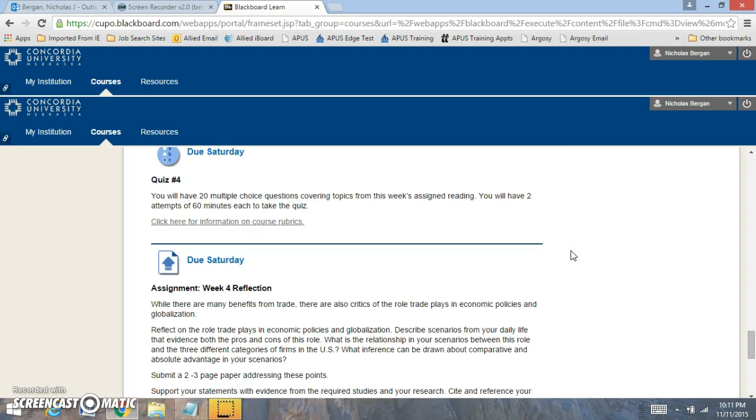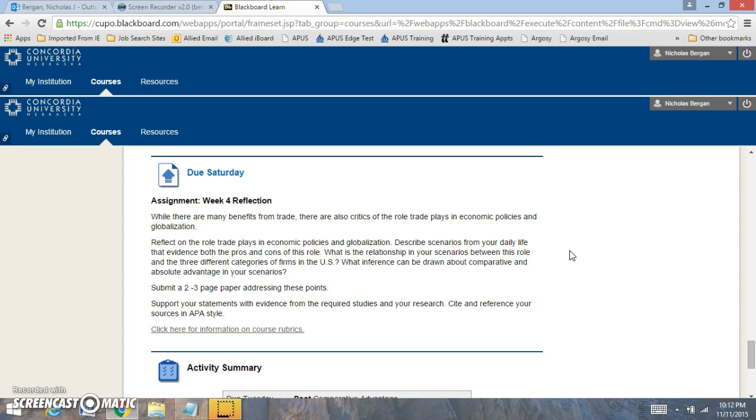Then by Saturday, you'll have your quiz. Your quiz will be 20 multiple choice questions. It'll be covering this week's assigned reading. You'll have 2 attempts and 60 minutes to take the quiz. Make sure to review your answers as well, because when you review your answers, it'll indicate what is incorrect that you've missed. So when you go back to do the second attempt, you can really work on focusing on that second attempt to improve your score, because I do take the highest of the 2 attempts.